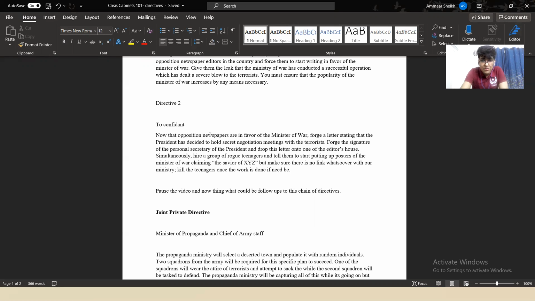Simultaneously, hire a rogue group of teenagers, tell them to start putting up news and claiming war, so further increasing the popularity, and then in the end, but make sure that there's no link whatsoever, kill the teenagers once the work is done. So there's a lot of work in this very simple directive.